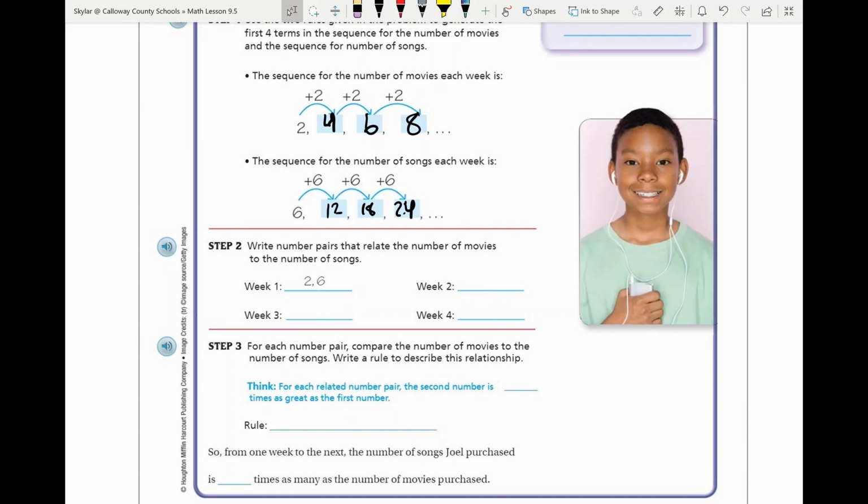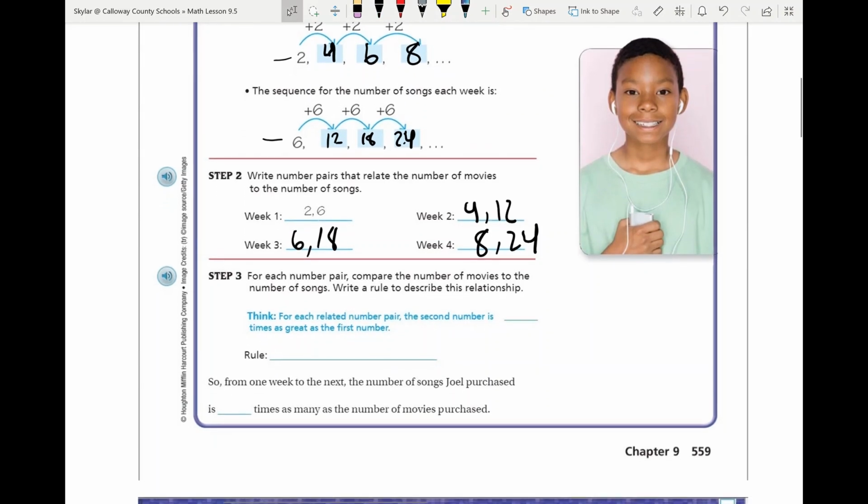Up next, we can take these terms from the sequence, and we can write them as number pairs. So week 1 is 2, 6 because it's 2 movies and 6 songs. So week 2 would just be 4, 12. Week 3 would be 6, 18. And week 4 would be 8, 24. Pretty simple stuff right there.